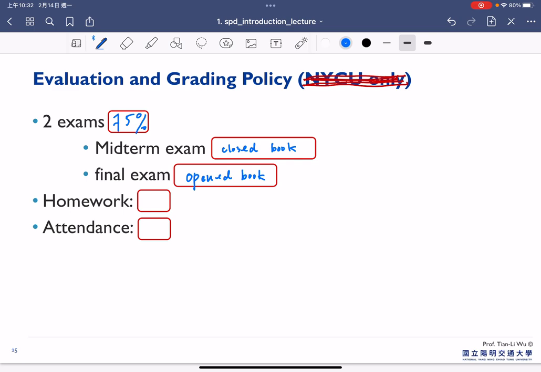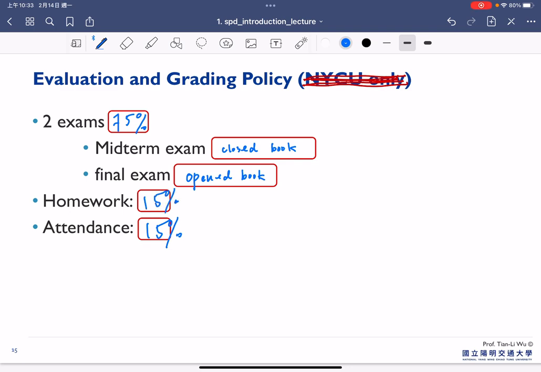Okay. Does the attendance consist of roll call and class participation or something? You mean the attendance will count toward the score? Yes, attendance will count toward the score, so it's here. It's 50%. Yes, we will check your name list. So the homework is 50%.